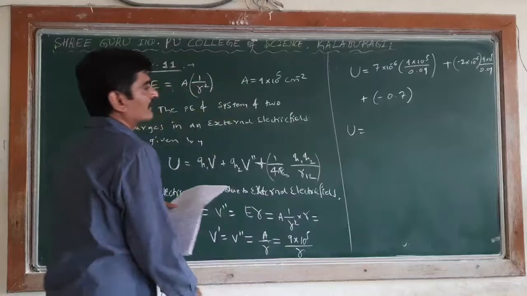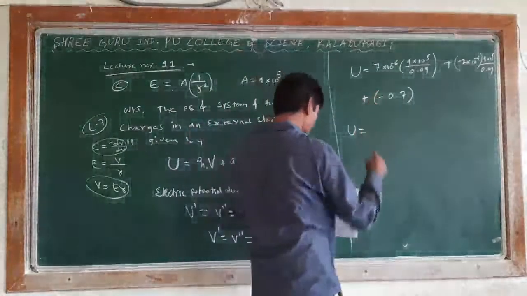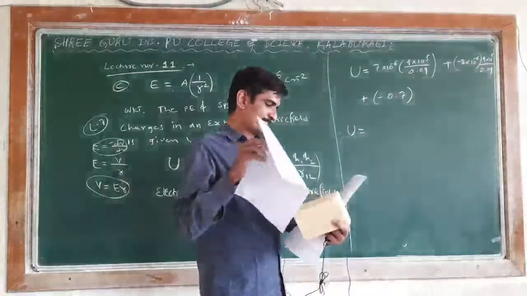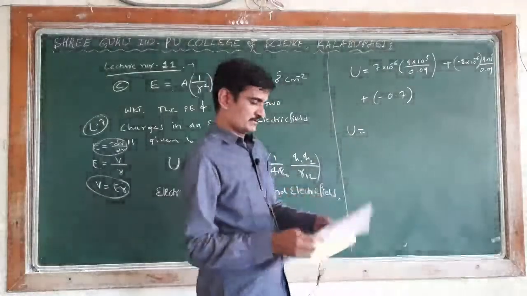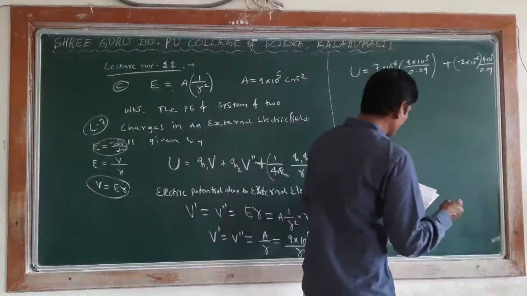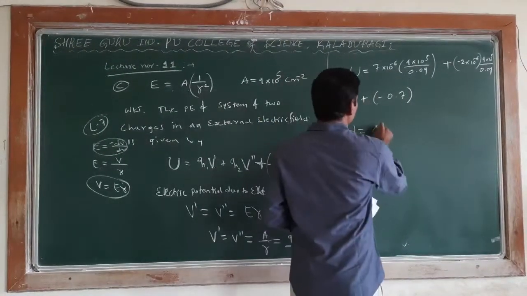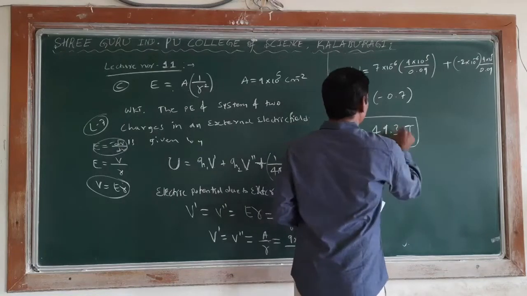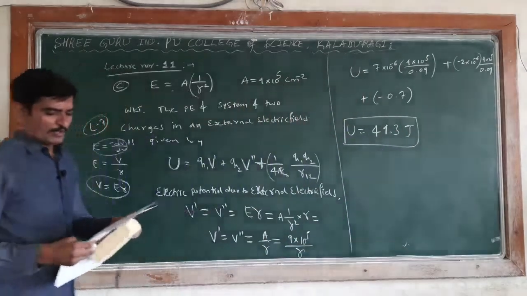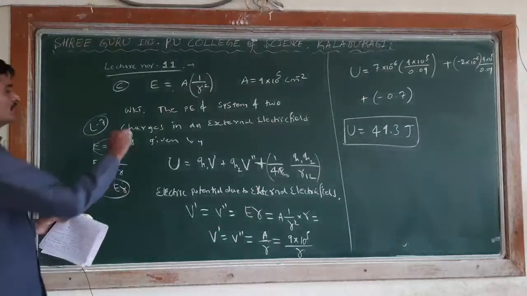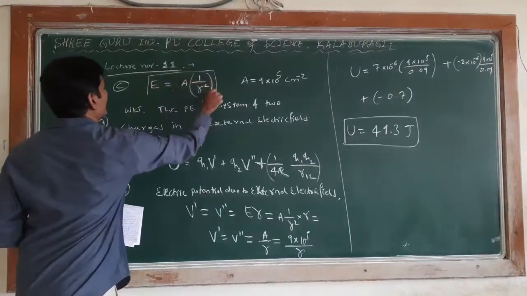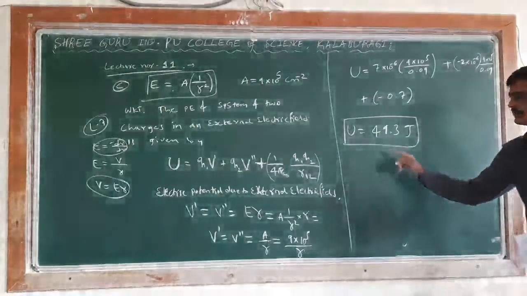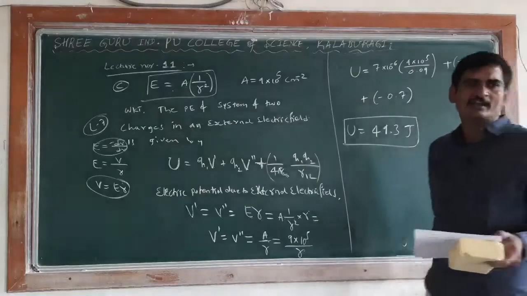I will directly write the answer. On simplification you will get 49.3 joule. U is equal to 49.3 joule. So this is the potential energy of the system of two charges in an external electric field, 49.3 joule.